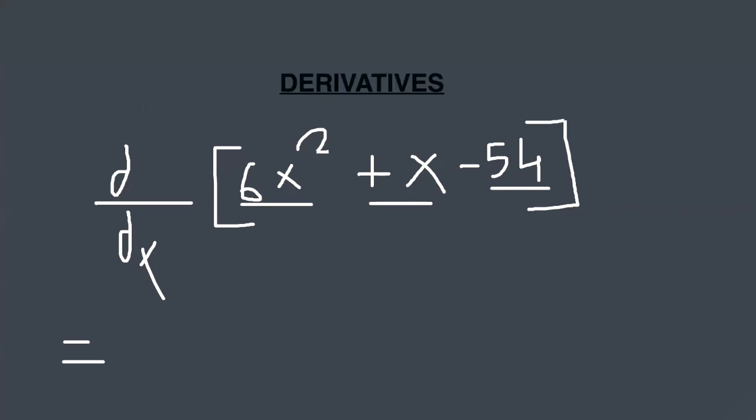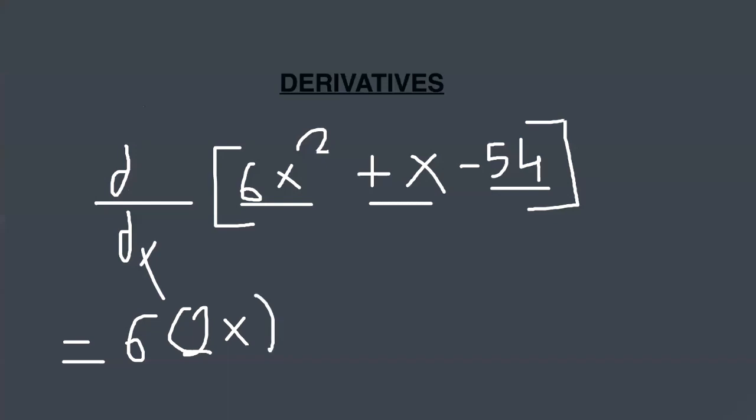So let's take a look at 6x squared. We've run these types of questions before. What we do is put the 6 out in front, work on the exponent to bring it down to 2x. What's 2 minus 1? It's just going to be 1. So we can also write it as 2x.